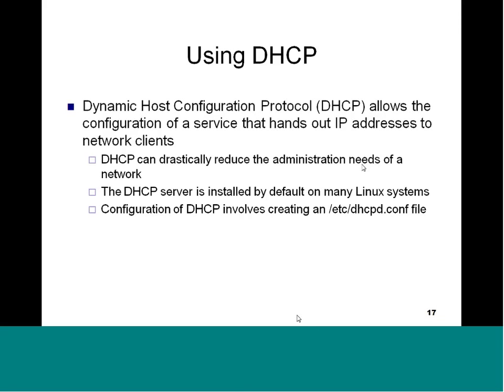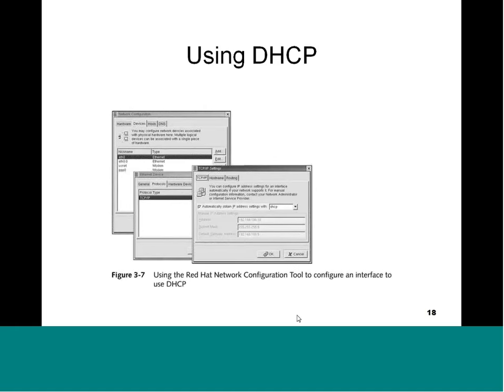The DHCP server itself is installed by default on many Linux systems, so you don't need to do anything for the DHCP server. You can also look at the configuration of your machine in the lab from the /etc/dhcpd.conf file. So how do you use DHCP? In this section, we can configure DHCP graphically, as shown here. This is where you can set the IP addresses that you can give. You can give some pointers, and then you can let it run.